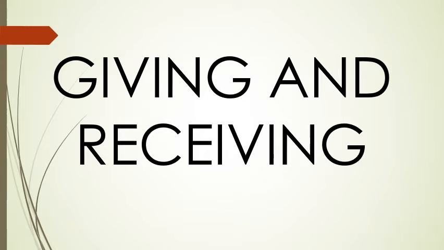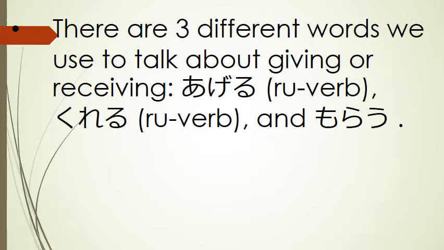Hello again, everyone. Today we're going to talk about giving and receiving. In Japanese, there are three main words that we use to talk about giving and receiving. The first one is ageru, which is a ru verb. The next one is kureru, which is also a ru verb. And the last one is morau, which of course is an u verb.